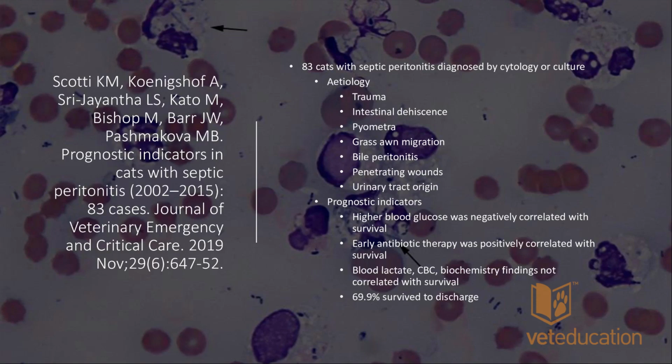The cause that was found subsequently in these patients through surgical exploration, diagnostic imaging, and so on, involved either trauma, intestinal wound dehiscence, the presence of pyometra, grass awn migration, believe it or not. So in this particular case, the patient had no fresh wound, but they found a grass awn migration through the abdominal cavity. So this might be something to think about in those patients in which there doesn't appear to be a structural cause for septic peritonitis. Biliary tract leakage and bile peritonitis, penetrating wounds, or septic peritonitis from urinary tract origin.